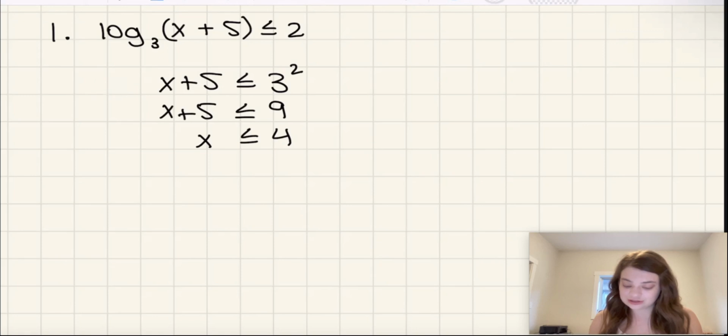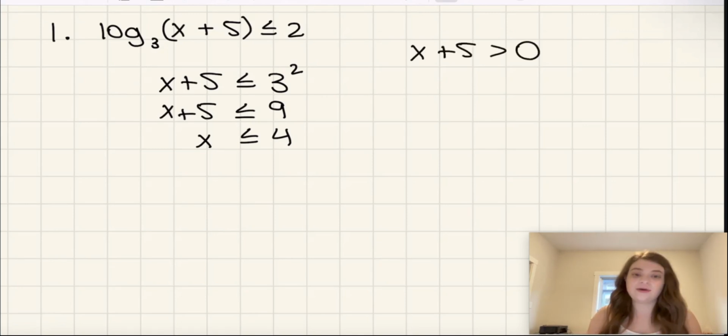But in this situation, because we started with log, we also need to ensure that the value inside our log function is greater than 0, because a logarithm cannot take 0, and it also cannot take a negative value. So x plus 5 must be greater than 0. If we subtract 5 from both sides, x must be greater than negative 5. So x must be greater than negative 5 and also less than or equal to 4.